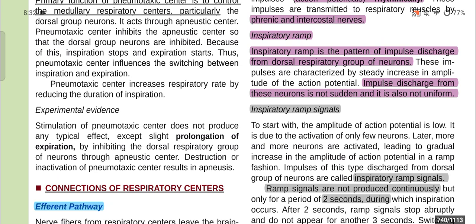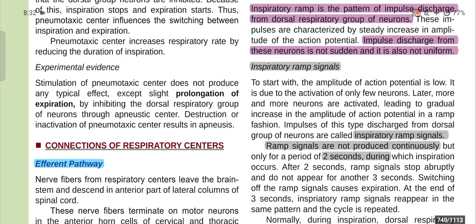Now, inspiratory ramp signals. To start with, the amplitude of the action potential is low, and it is due to the activation of only a few neurons. Later, more and more neurons are activated, which leads to a gradual increase in the amplitude of the action potential in a ramp fashion, in a stepwise pathway: 1, then 2, 3, 4, 5, 6, like that. This type of discharge from the dorsal group neurons is called inspiratory ramp signals, and these ramp signals are not produced continuously but only for a period of 2 seconds.